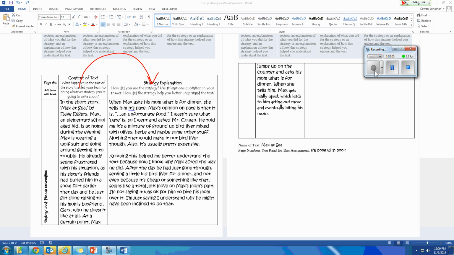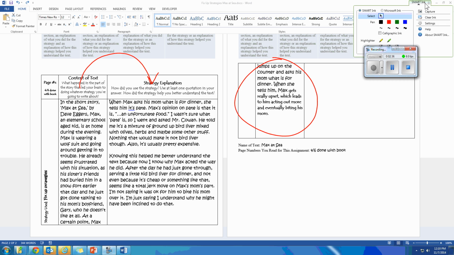For example, in the short story Max at Sea by Dave Eggers, Max, an elementary school age kid, is at home during the evening. Max is wearing a wolf suit and going around getting into trouble. He already seems frustrated with the situation, as his sister's friends had buried him in the snow fort earlier that day, and he just got done talking to his mom's boyfriend, who he doesn't like at all. At a certain point, Max, I'm going on to the other section right here, jumps up on the counter and asks his mom what is for dinner. When she tells him, Max gets really upset, which leads to him acting out and eventually biting his mom. Bad choice, Max.